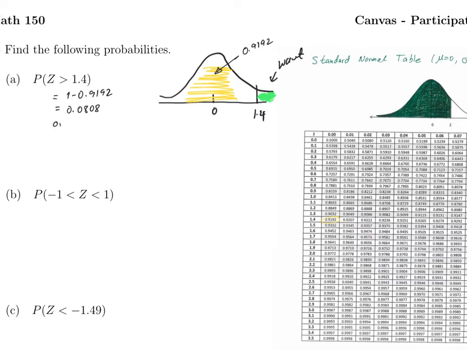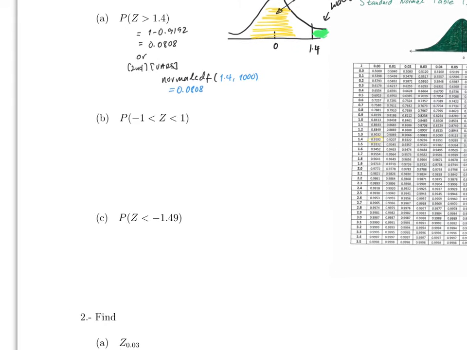Now, if you use a calculator, remember to access the function, you need to go to second and then variables, and then make sure you pick number 2, which is normal CDF. What is the lower bound in this case? It is 1.4, right? And the upper bound will be 1,000, which is infinity, and it will give you exactly the same thing, 0.0808. Is that okay? Yeah. All right, so let's move on.